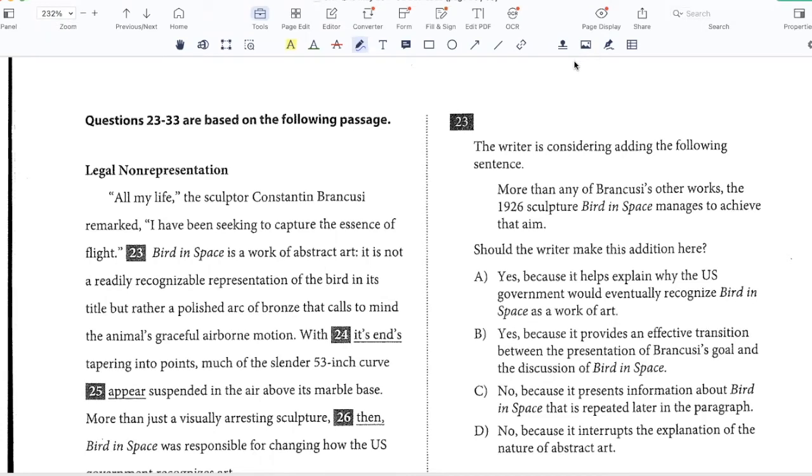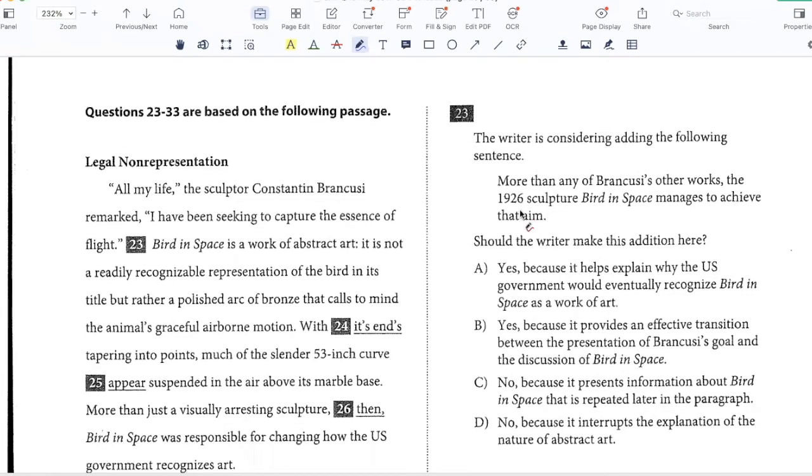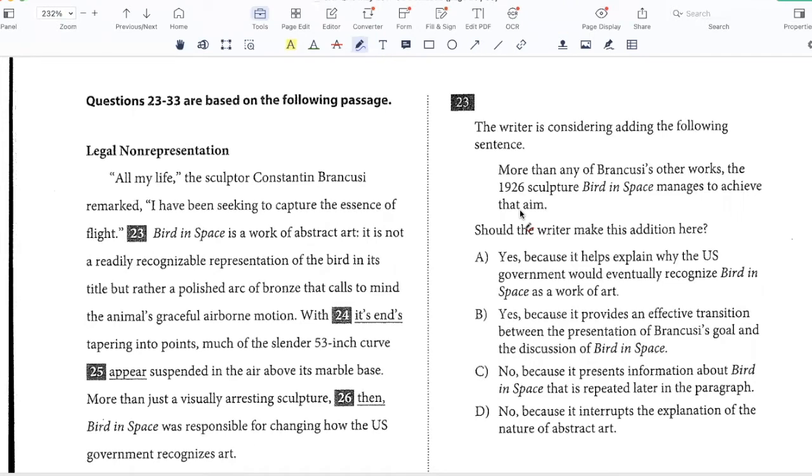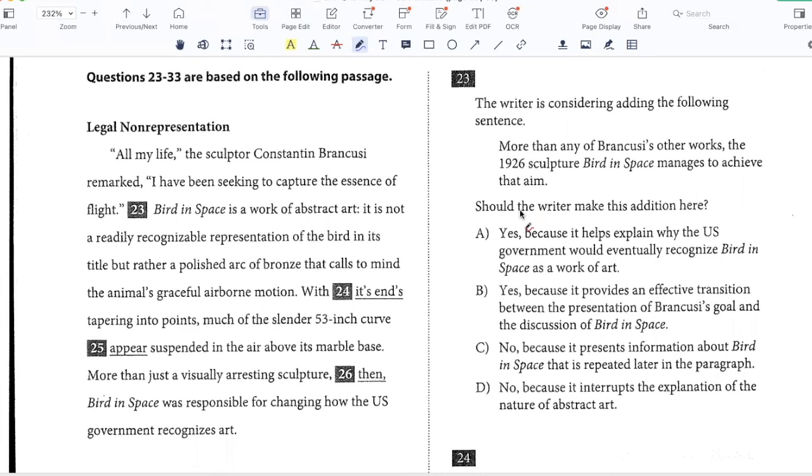In this video, we'll solve the third writing passage of the May 2017 US SAT, Legal Non-Representation. "All my life," the sculptor Constantin Brancusi remarked, "I have been seeking to capture the essence of flight." Bird in Space is a work of abstract art. It is not a readily recognizable representation of the bird in its title, but rather a polished arc of bronze that calls to mind the animal's graceful airborne motion.